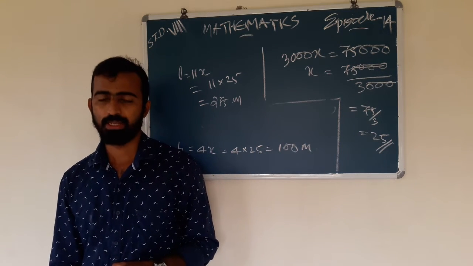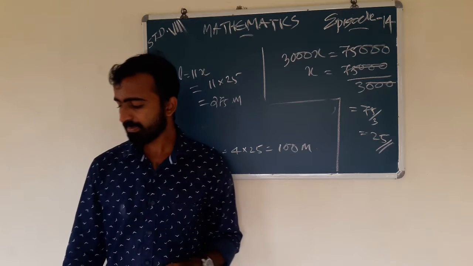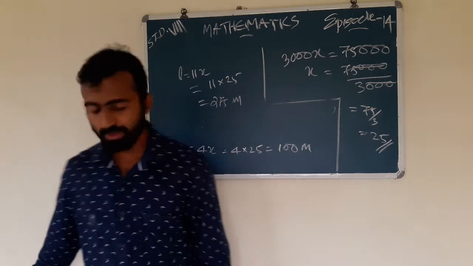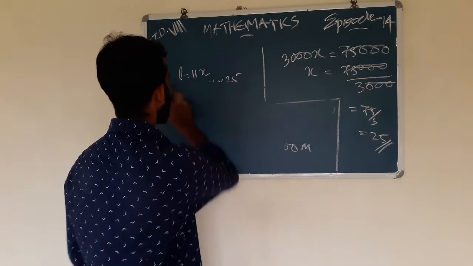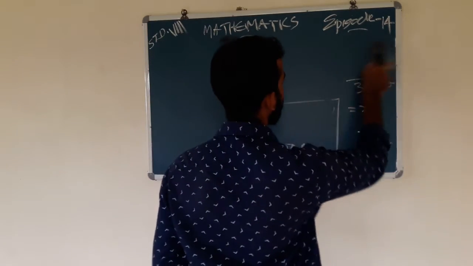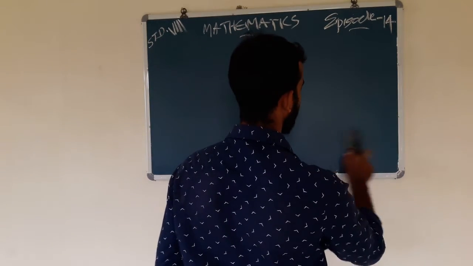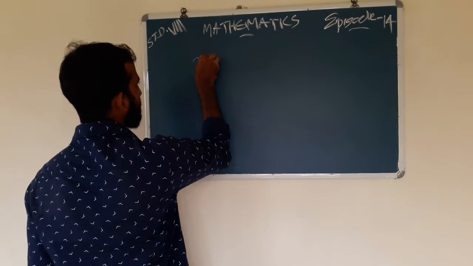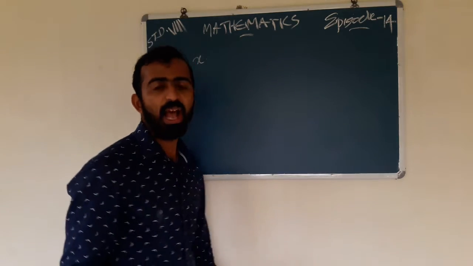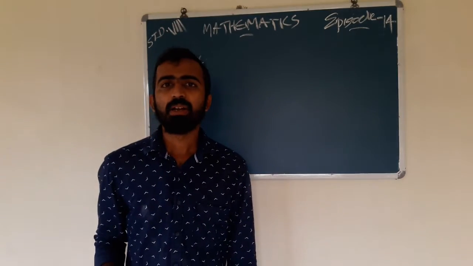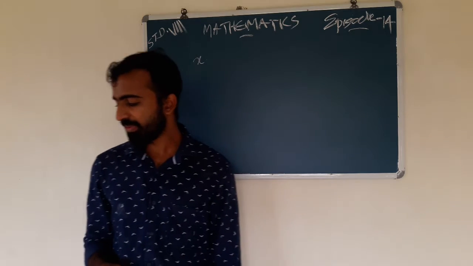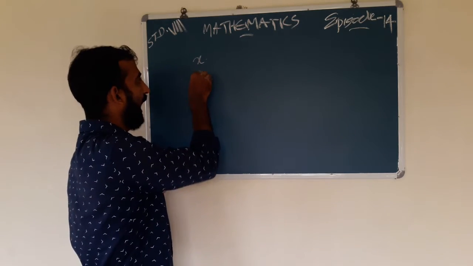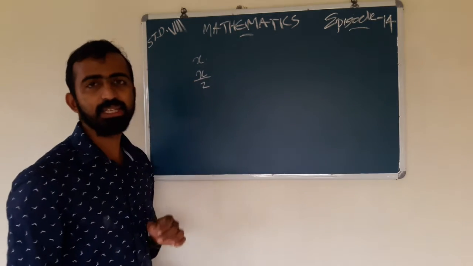Yes. Let us take x to be the number of deer. And what are the conditions? The number of deer grazing in the field is half the number of deer, that is x by 2.